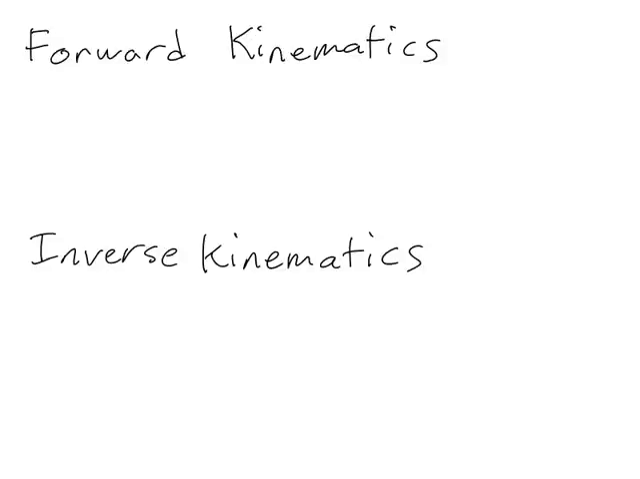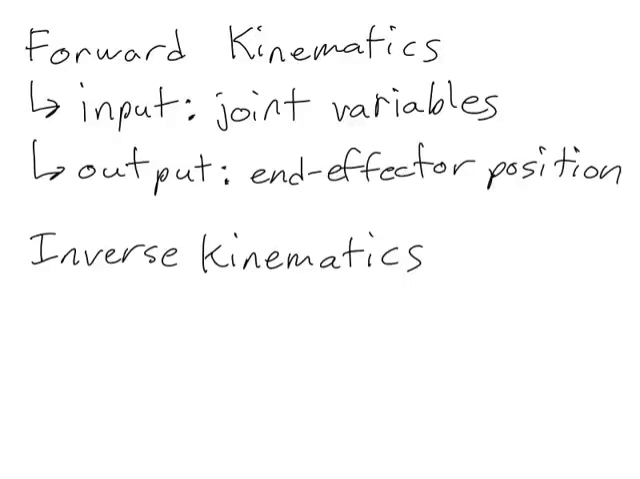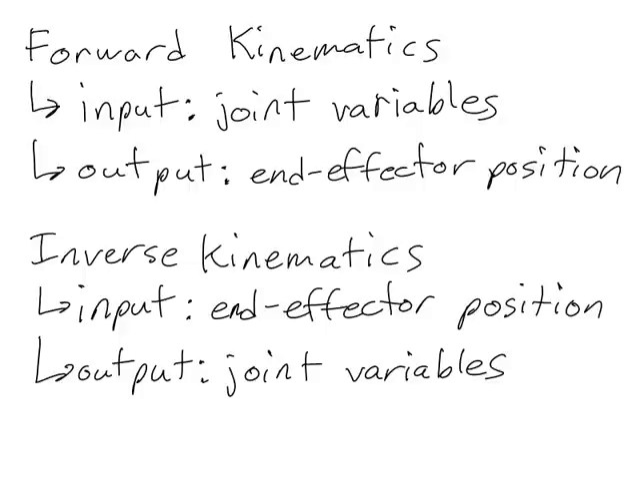In previous videos, we have learned about forward kinematics and inverse kinematics. Remember that forward kinematics is the problem where, given the joint variables, we find the end effector position. In other words, the joint variables are the input, and the end effector position is the output. Inverse kinematics is the opposite problem. In inverse kinematics, the input is the end effector position, and the output is the joint variables.